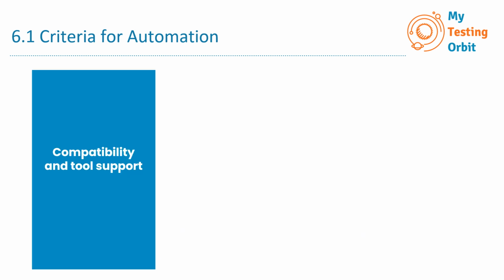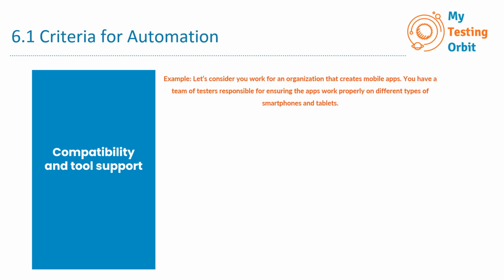Next, we have compatibility and tool support. Okay, so to understand this point, we will go through an example. Let's consider you work for an organization that creates mobile apps. You have a team of testers responsible for ensuring the apps work properly on different types of smartphones and tablets. So now we will go through each point in this section, and then we will also see how it works using our example.